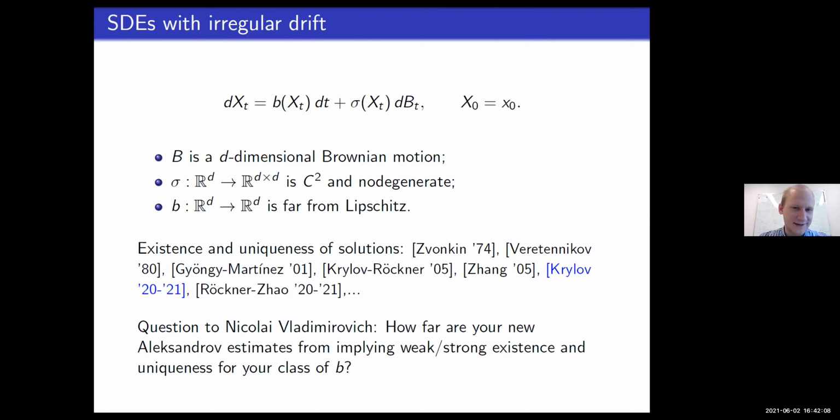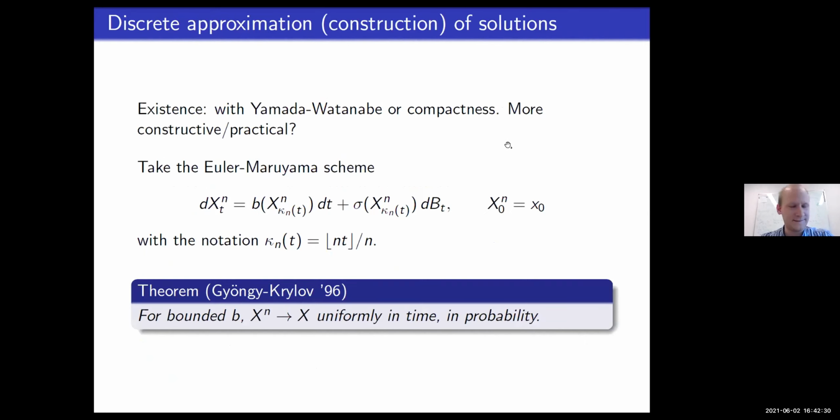But in the discussion, I will be a little bit more tangential and mostly discuss things under the conditions which go back to Veretennikov, which means just bounded drift. So we are not dealing with bad integrability, and look at the following property of these solutions. When you look at the proof of this existence and uniqueness, the way these solutions are constructed is not really constructive. They either go through some Yamada-Watanabe argument or some compactness argument, and you might want to be more constructive or more practical, if you wish.